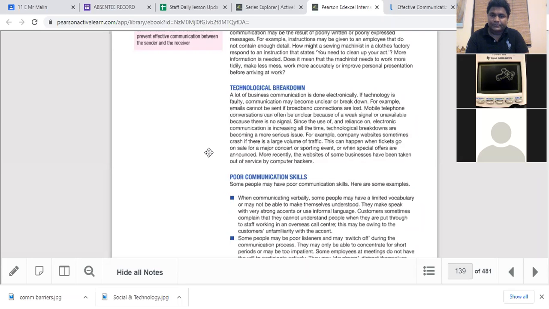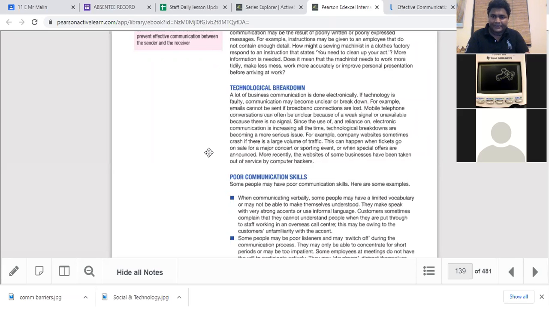a more serious issue. For example, company websites sometimes crash when there is a large volume of traffic. This can happen when tickets go on sale for a major concert or sporting event, or when special offers are announced. Some businesses have had their websites taken out of service by computer hackers. There is computer hacking, sometimes ransomware, and different bugs coming in apps. Even for Android apps, recently there was some ransomware. It comes with an email as an attachment, and if you open it, they take control of the computer or device you're using.